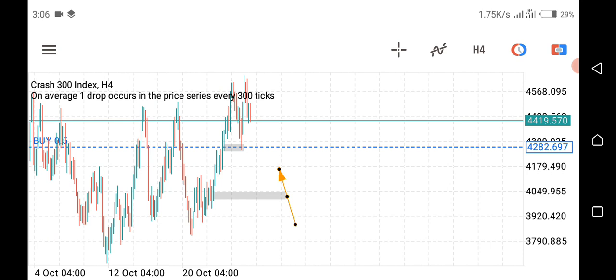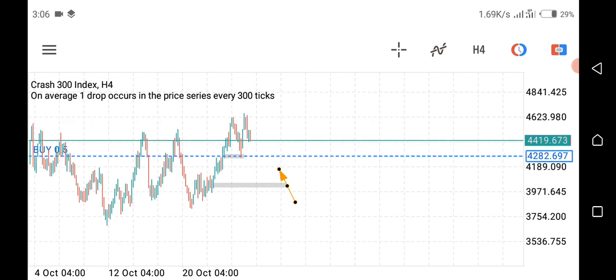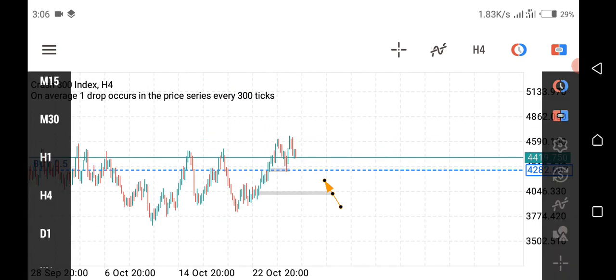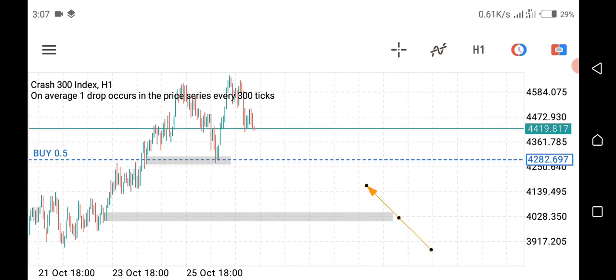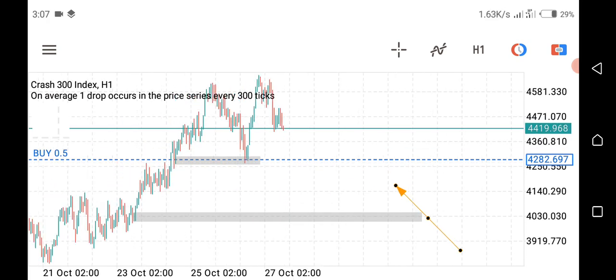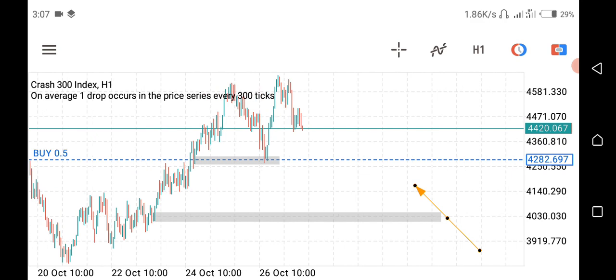Because on this particular trade now, on this Crash 300, you can see that I'm in a buy, and I actually got my bias from the 1 hour time frame. By bias I mean the direction of the market from the 1 hour time frame.